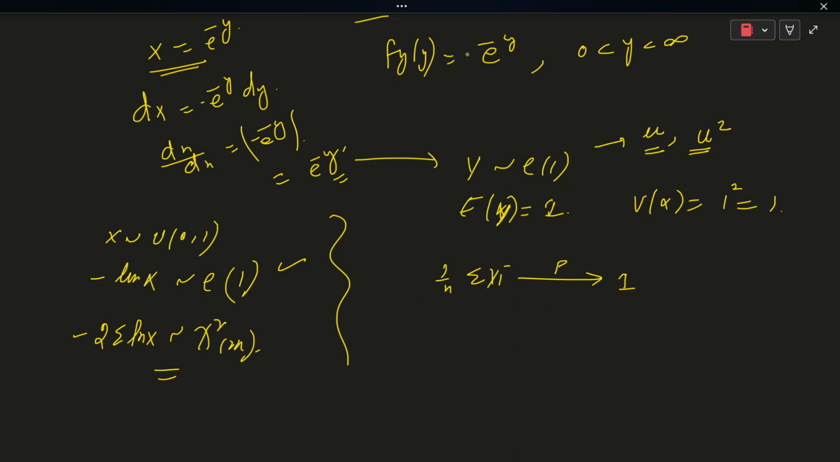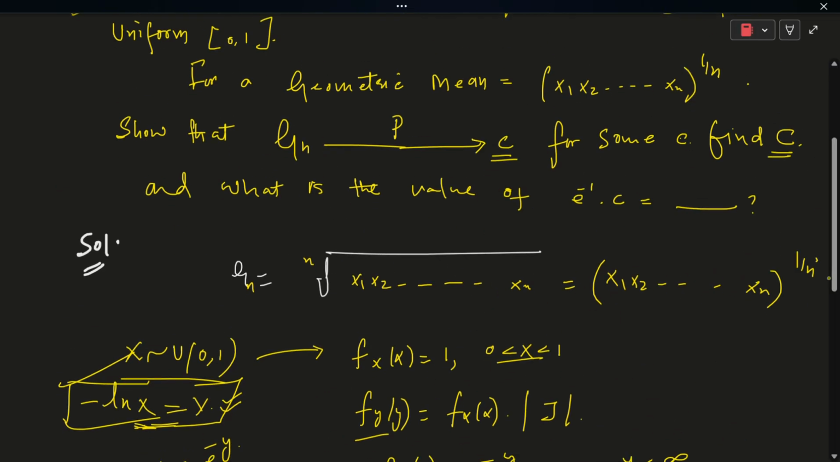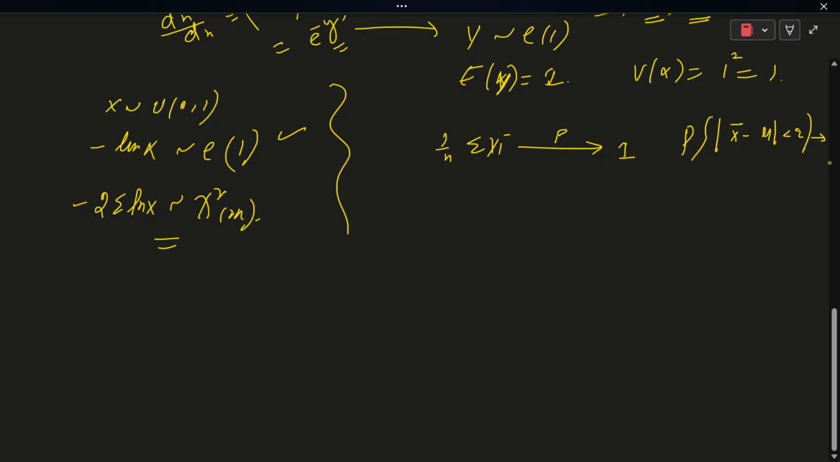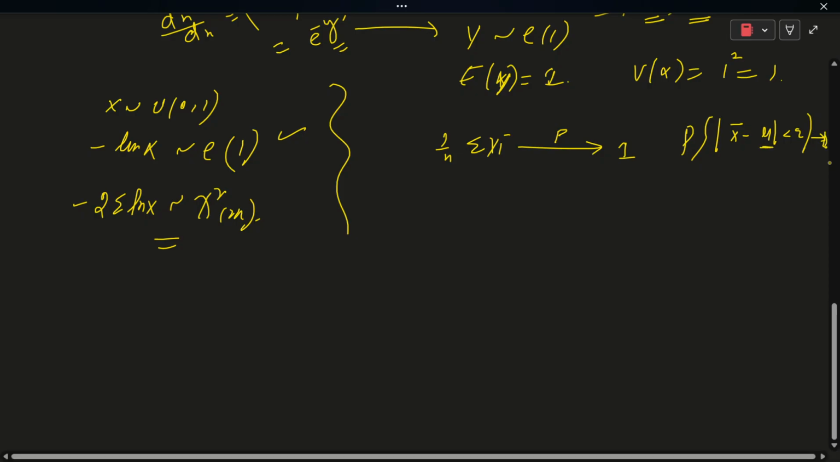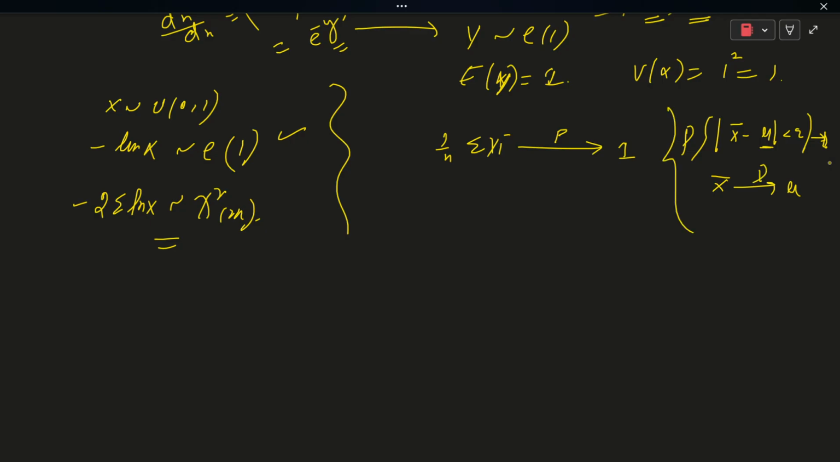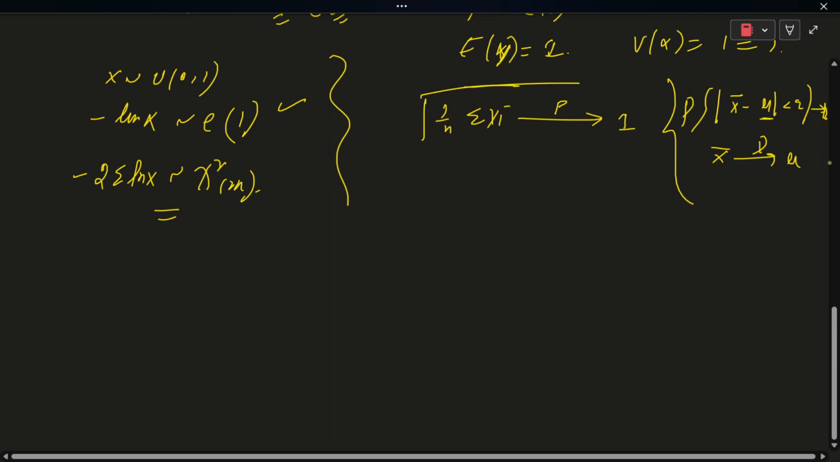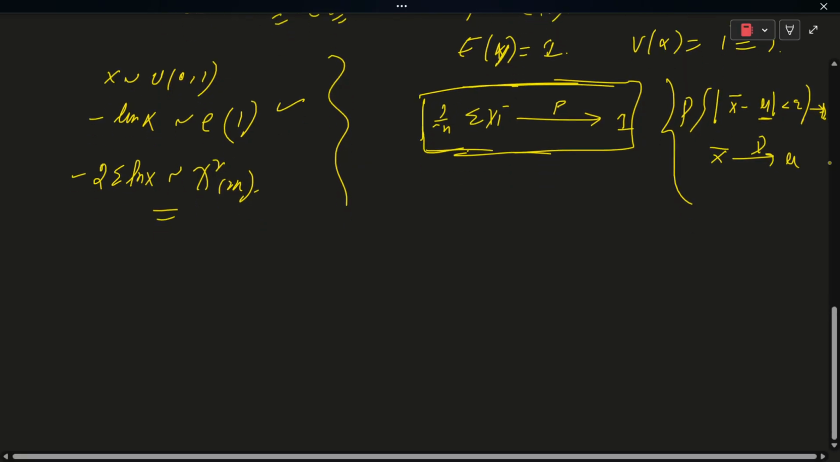As we see, whenever we find the expectation, the probability that the absolute value of x bar minus mu is less than epsilon will tend to 1. So we say that x bar is converging to mu in probability. Similarly, we find that expectation of y is 1, so expectation of y bar is also 1. Right? So what's our Gn?